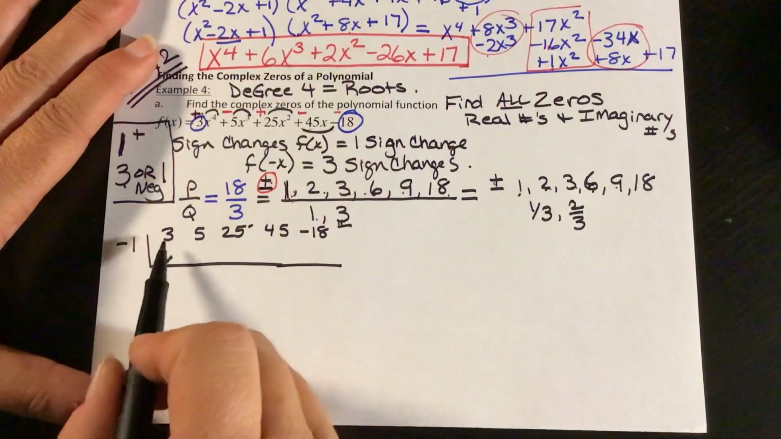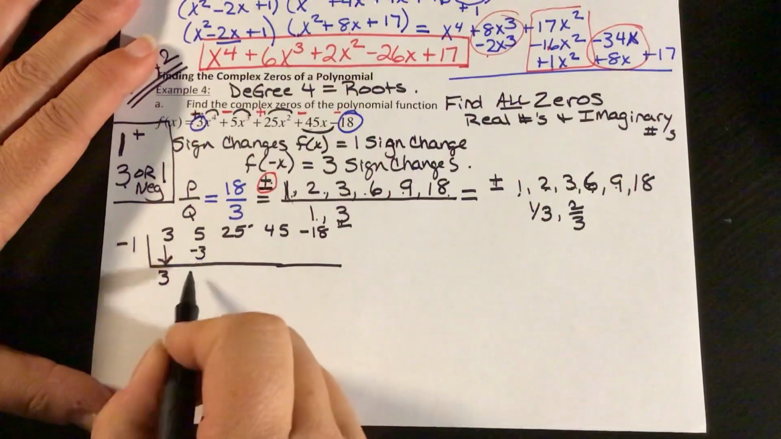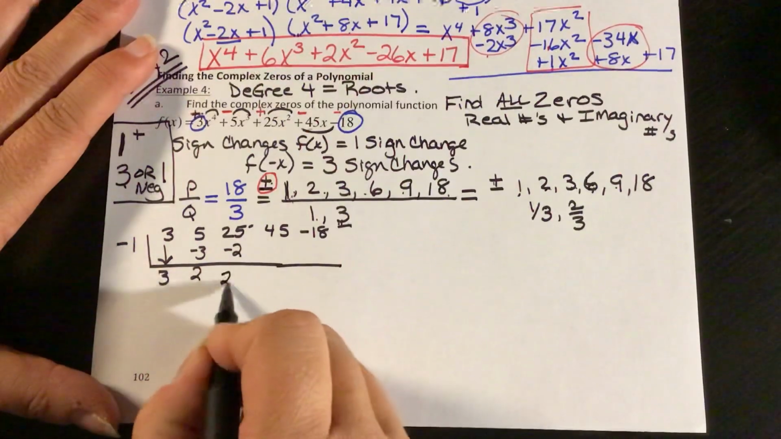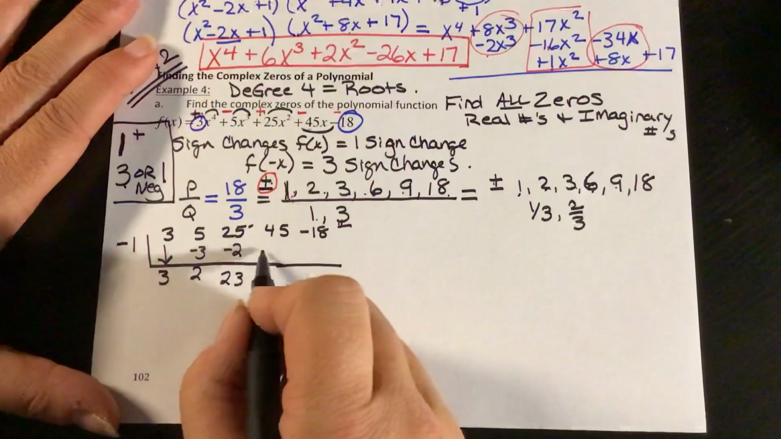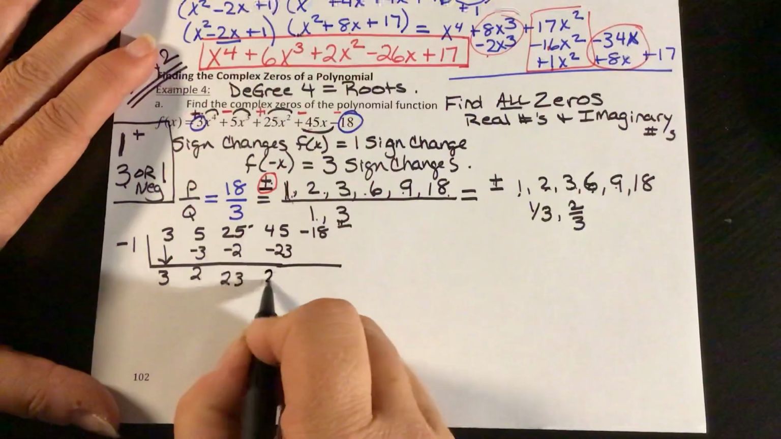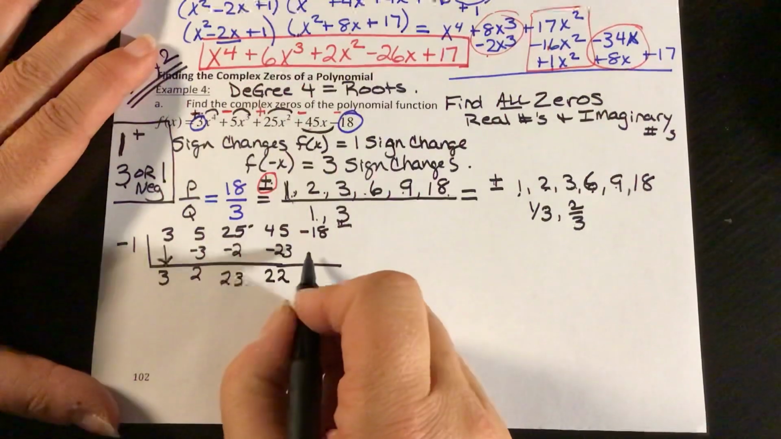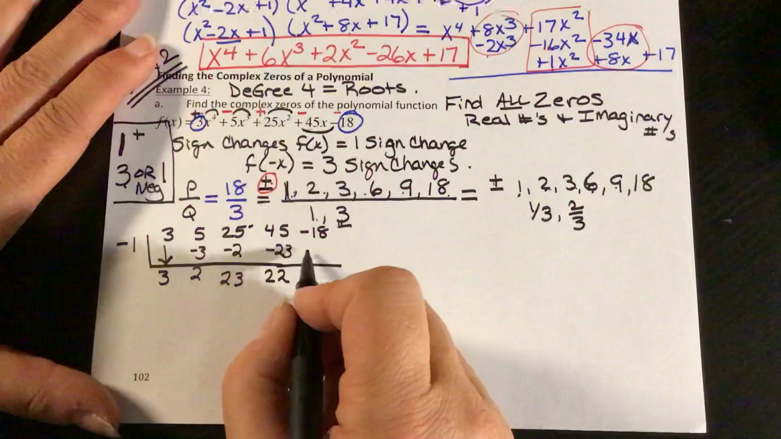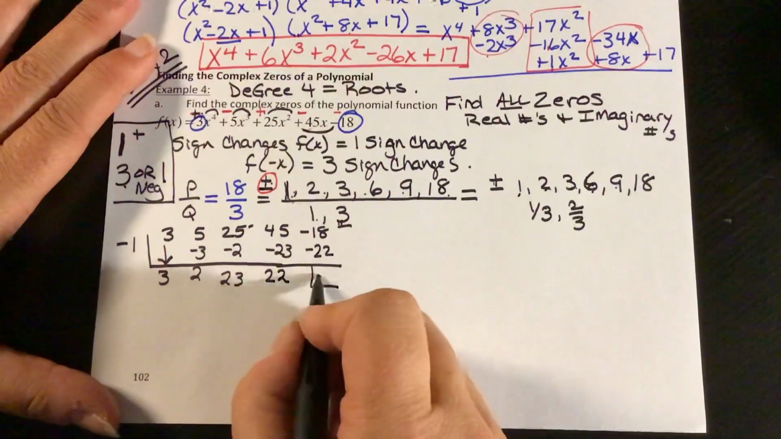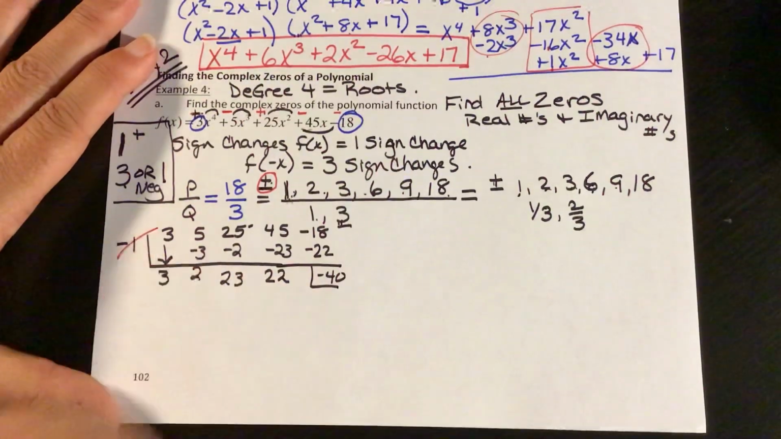All right, so bring down my 3. This would be -3. Add down, I get 2. This is -2. This is 23. This is -23. Add down, I get 22. -1 times 22 is -22. So this gives me -40. So I know that -1 doesn't work.